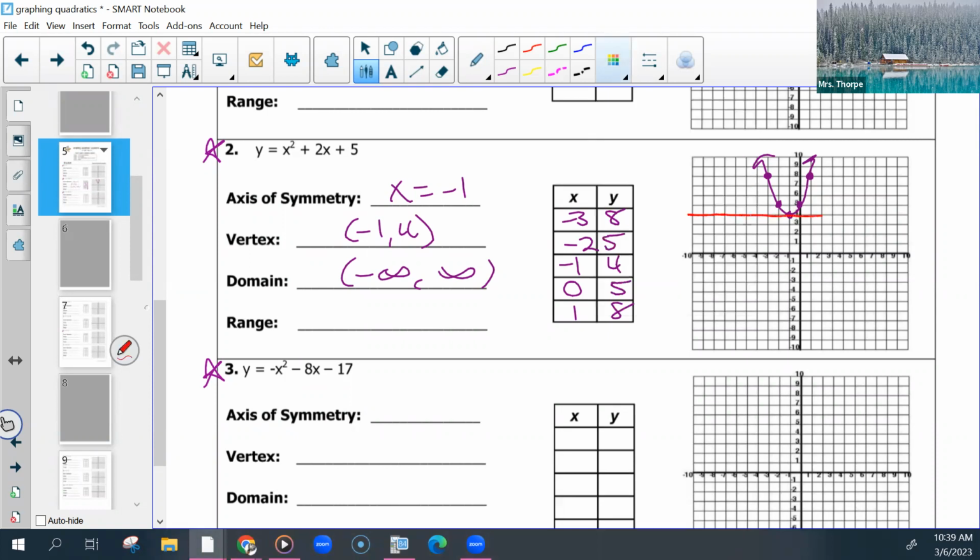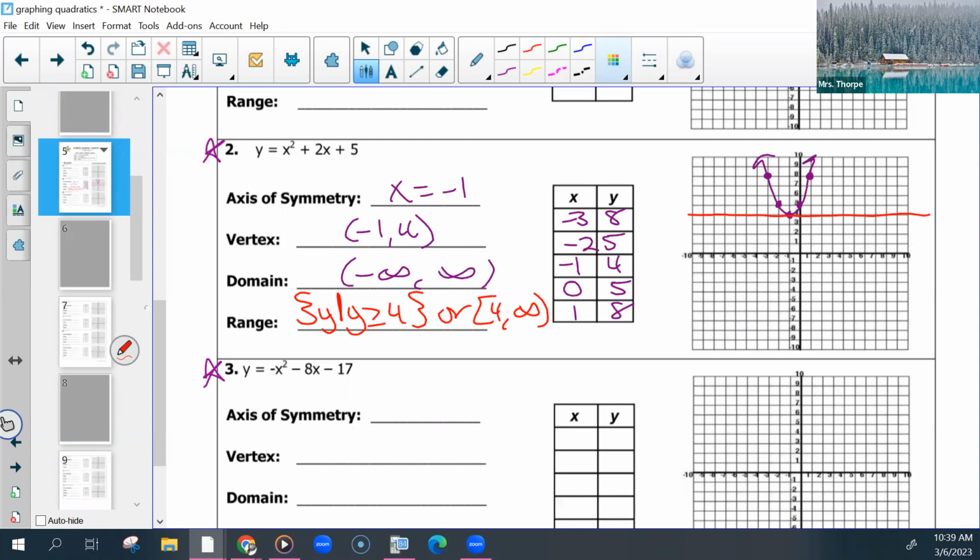You don't have to draw the sign, but if that helps you see it, you can. Everything is above that. So our range, we would write it as y is greater than or equal to 4. Or we would start at 4, it's closed, and go to infinity.